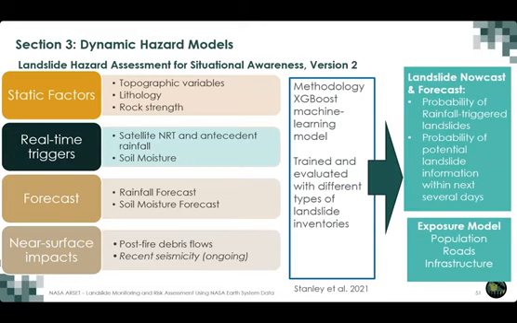The static factors incorporated things like topographic variables and morphology, as well as this near real-time rainfall data and soil moisture. We'll talk a little bit about the forecast element for this in a second, as well as some of the near-surface impacts like recent seismicity. This used a machine learning based model to produce a dynamic assessment of landslide nowcasts and forecasts. So potential probability of rainfall triggered landslides both now and within the next several days. This was also combined with an exposure model to assess the potential impact on population, roads, and infrastructure.